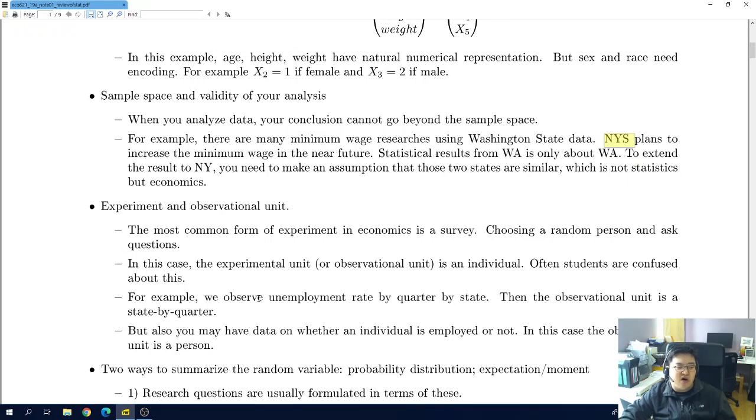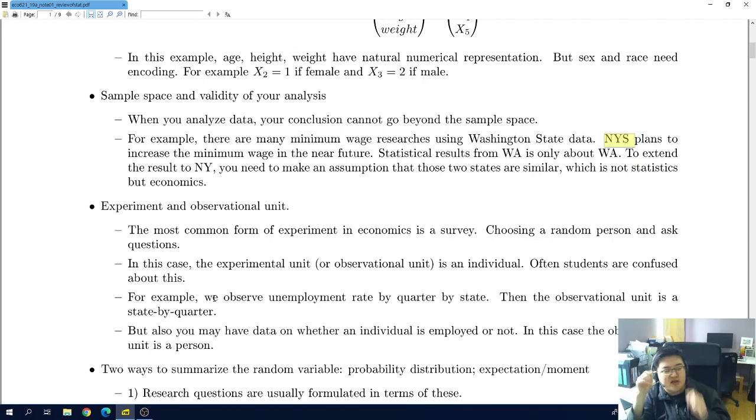And here is another example. If you want to study unemployment rate, your one data may be based on state by quarter. So New York State, 2020 fourth quarter. Or on another data set, you may have data on individual level, whether each individual is employed or not. In this case, observational unit is a person at a certain point. So these two data sets have different units because their random experiment, choosing one random object, is different.